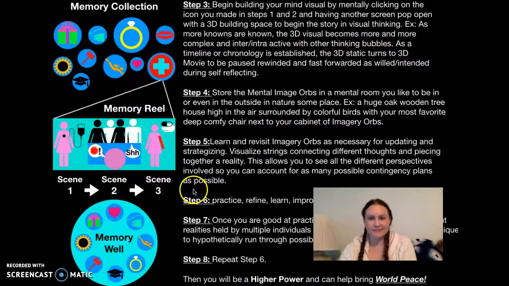Everyone has different mental realities and experiences. So in this example, as more knowns are known, the 3D visual becomes more and more complex and intra-related with other active thinking bubbles. As a timeline or chronology is established, the 3D static turns to 3D movie to be paused, rewinded, and fast-forwarded as willed or intended during self-reflecting.